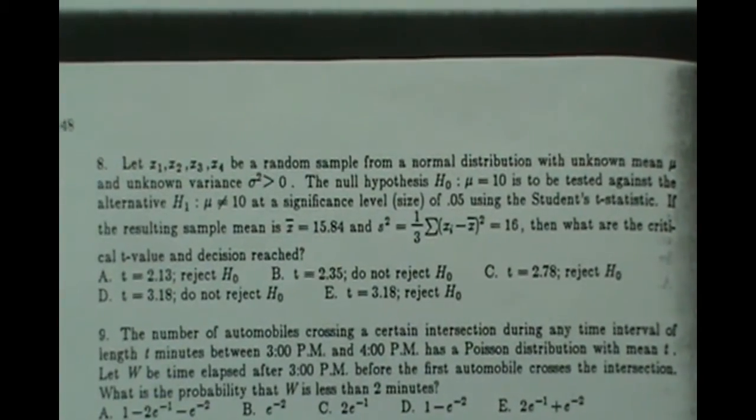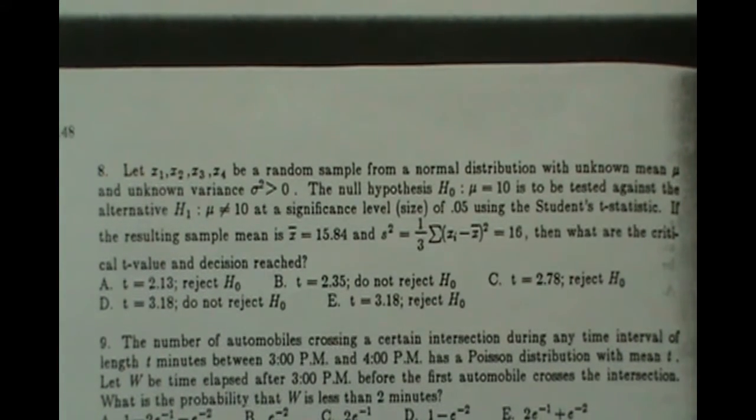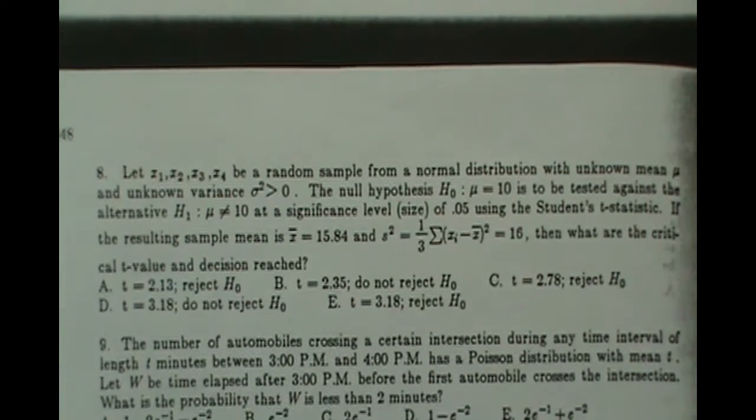Number 8. Let x1 through x4 be a random sample from a normal distribution with unknown mean mu and unknown variance sigma squared. The null hypothesis that mu is 10 is to be tested against the alternative hypothesis mu is not equal to 10 at a significance level of 0.05. Using the student's t-statistic, if the resulting sample mean is 15.84 and the sample variance is 16, then what are the critical t-value and the decision reached?